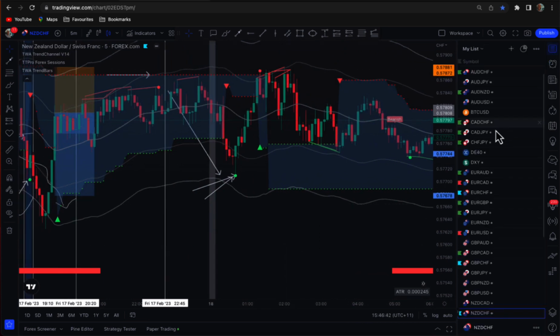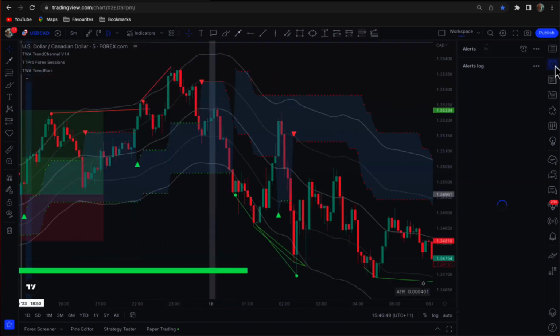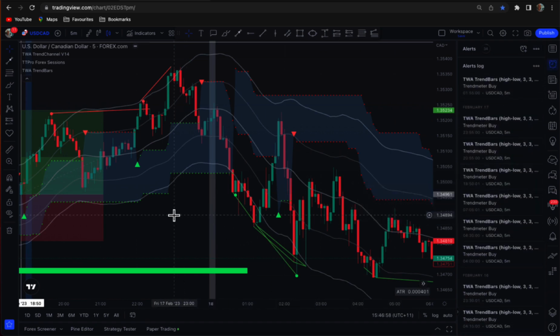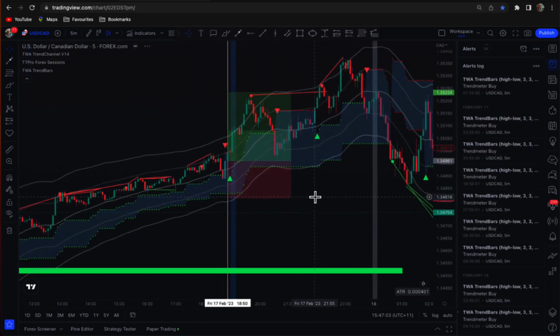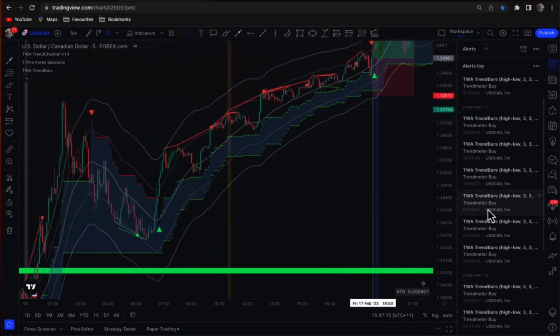Let's grab another one. It's a random. Let's go down the bottom. Okay, dollar CAD, let's do that. Go to the alerts, and again, I've selected current symbol only, and I'm looking at February the 17. It's a bit of a no-brainer, this one. So these are all buy through the whole of the 17.